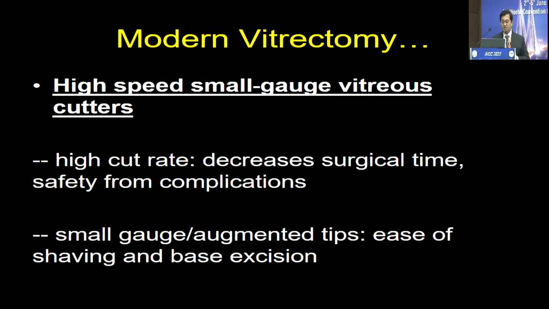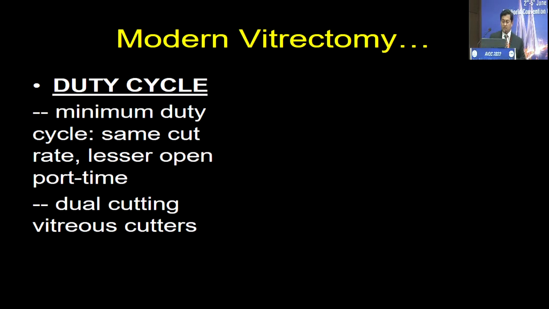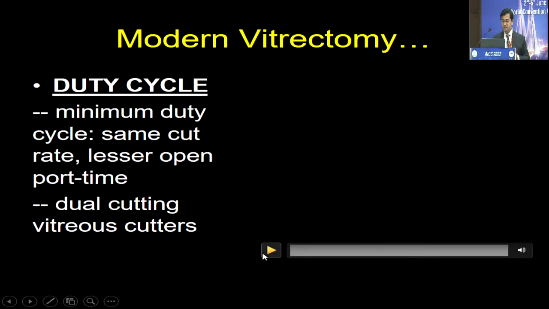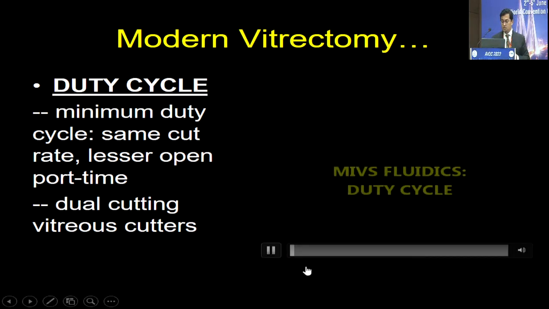Like I said, high speed small gauge vitreous cutters, high cutting rate has decreased the surgical time. There are now cutters where the tip is absolutely at the end of the cutter, and that becomes very easy to shave the vitreous, especially when you're doing vitreous base excision. Another concept which has made life easier is the concept of duty cycle. So what is a duty cycle?